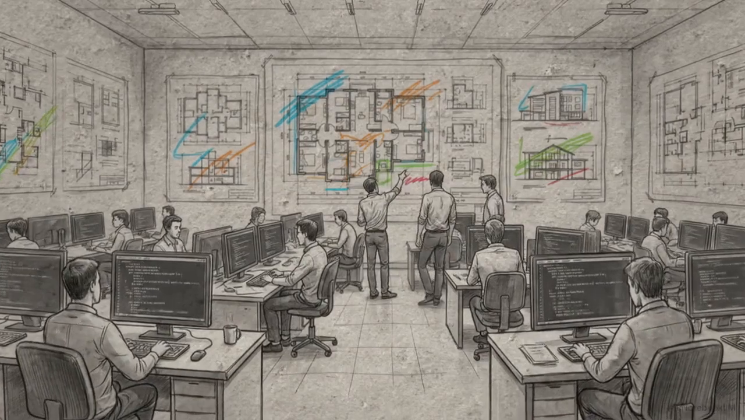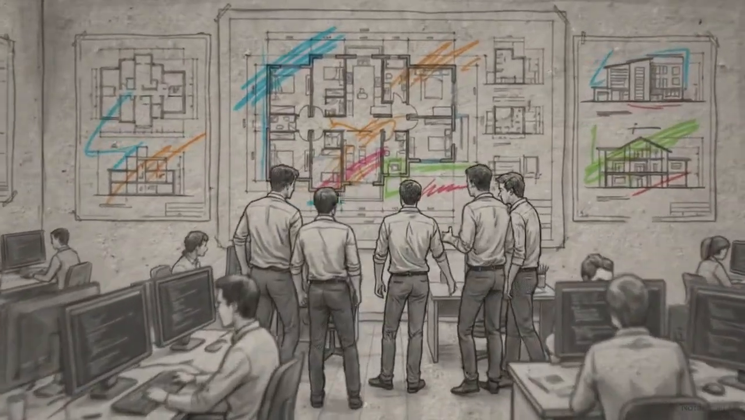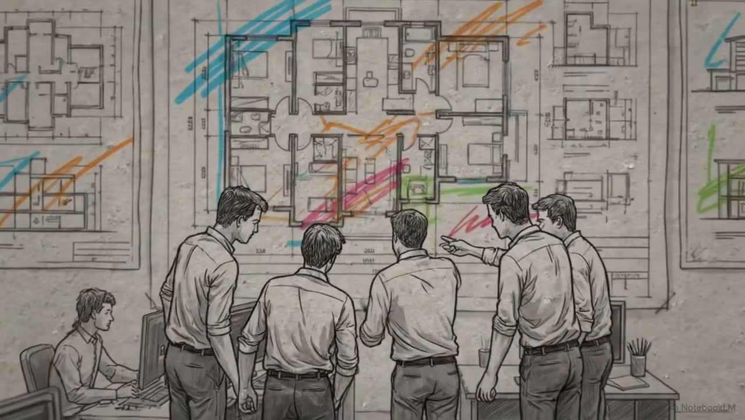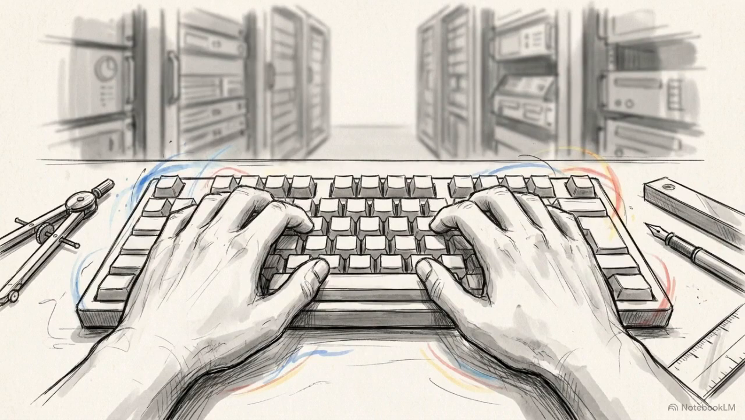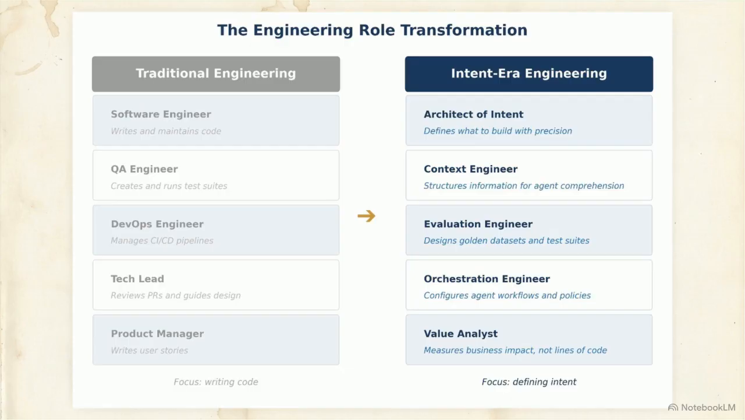For decades, we've defined software engineering by the act of writing code, but the human effort in software delivery is rapidly migrating away from the middle of the pipeline. The engineer is no longer valued as a mere typist of syntax. We are moving from the traditional software development lifecycle to an agentic development lifecycle, where the implementation layer is completely autonomous. This chart maps the engineering role transformation.